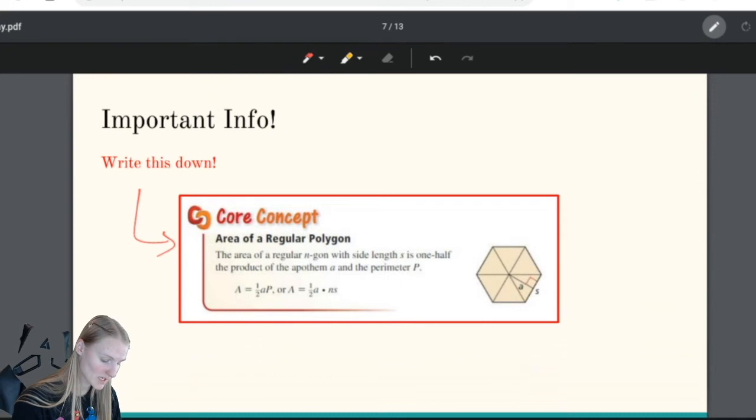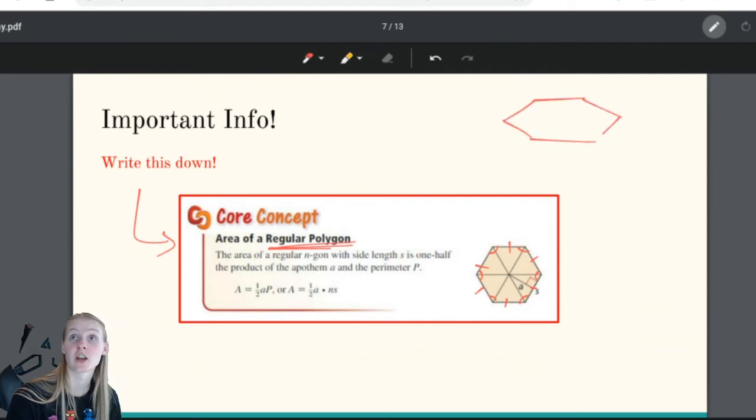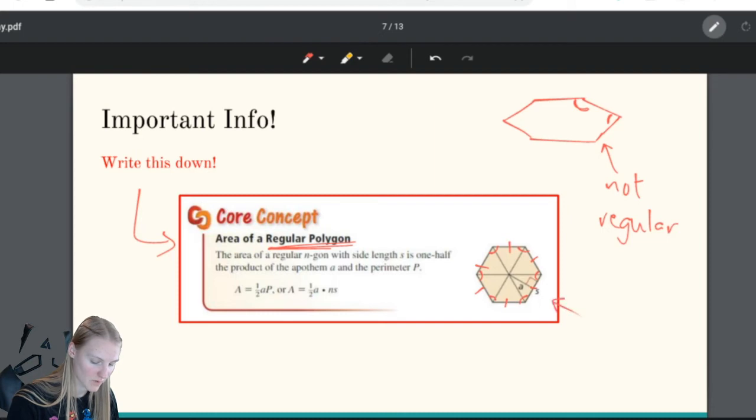The area of a regular polygon. Remember, what was a regular polygon? That means that all these sides are the same length, and all these angles are the same angle. So if you have something that looks like this, that is not a regular hexagon. Because look at that, this is so much smaller than this. So, not regular and regular.